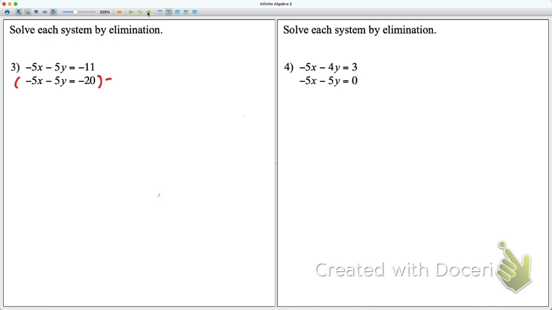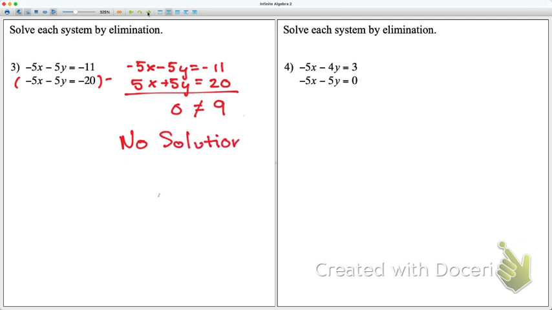So I have negative 5x minus 5y equals negative 11, and then I would have 5x plus 5y equals 20. I just put it out to the side and it goes to everything. Negative 5x, positive 5x, 0. Then the whole left-hand side zeroes out. So I have 0 equals 9. It's no solution.